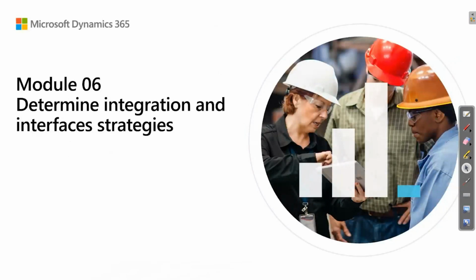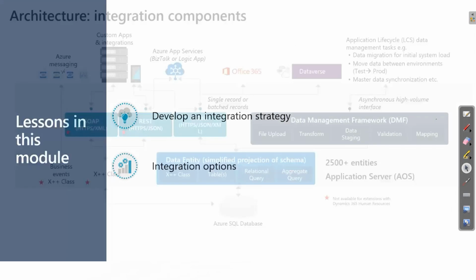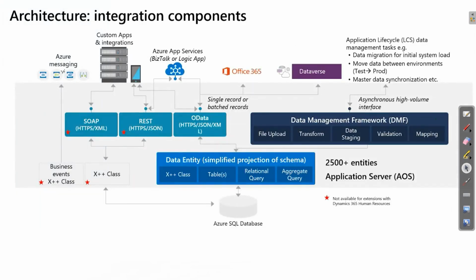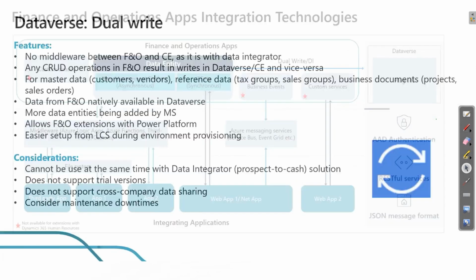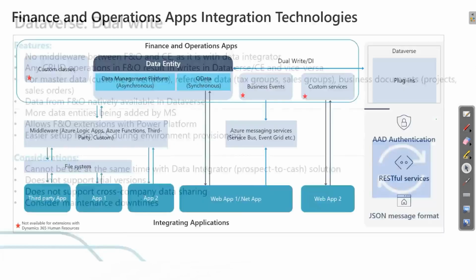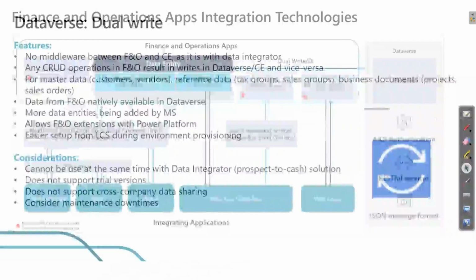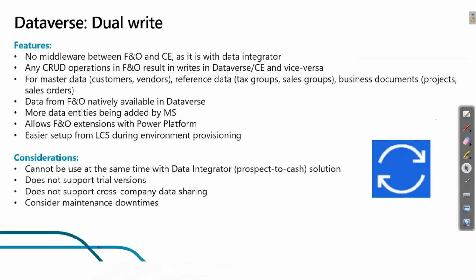With that said, let's quickly summarize module number 6, where we have talked about integration and interface strategies. So we discussed how data integration works, what are the different integration scenarios and patterns that are available. We have talked about the dual write feature, where it connects finance and operations data with the data that is residing inside Dataverse.